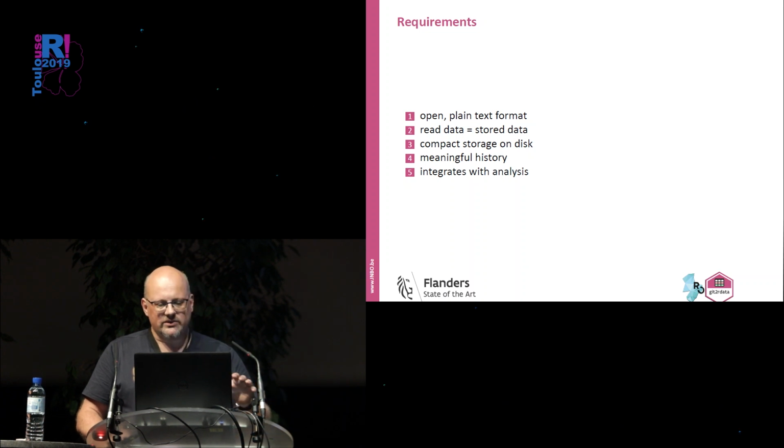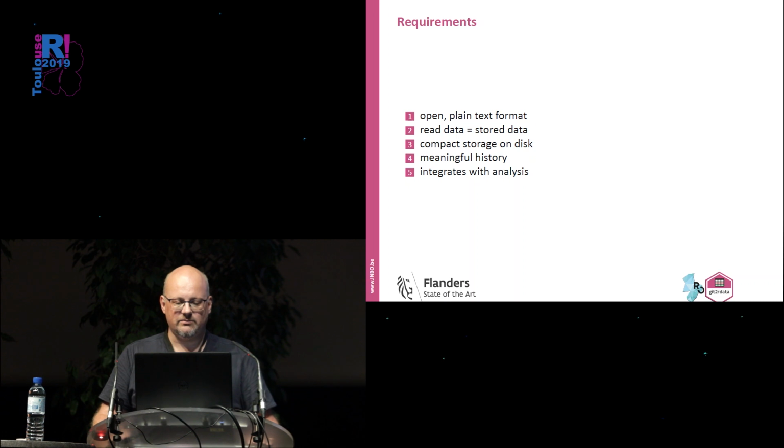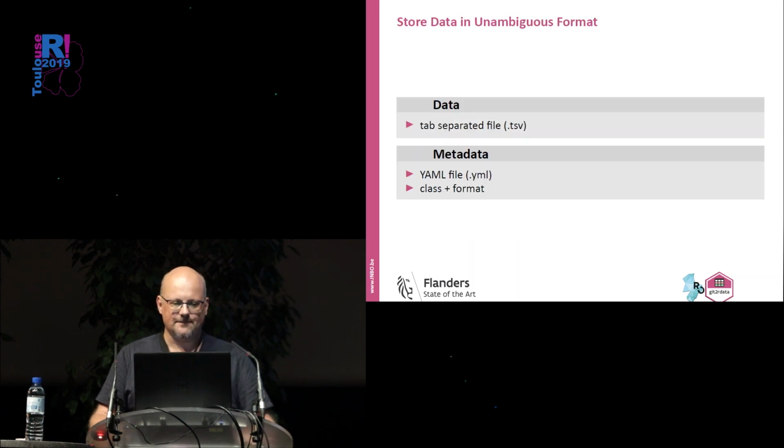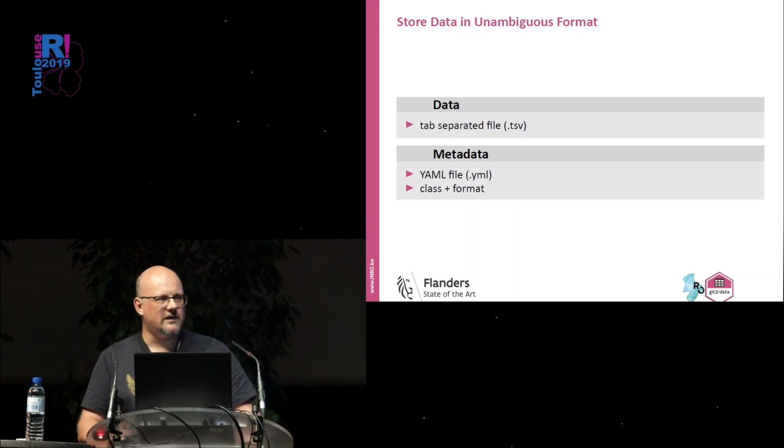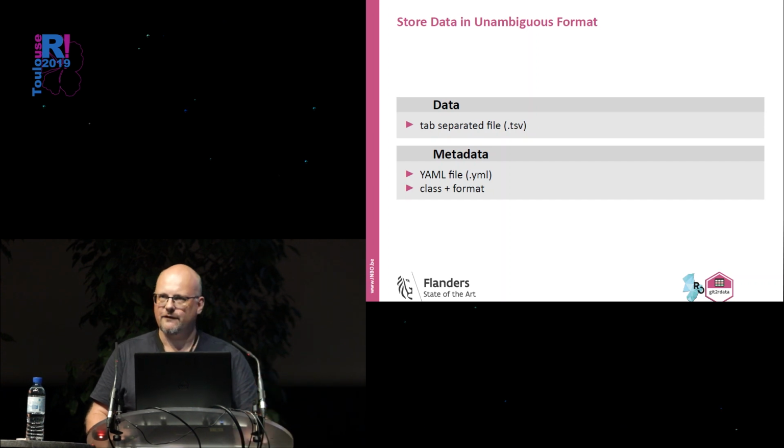Although we are talking about plain text formats, we should try to make them as compact as possible. And history should have a meaningful interpretation. And of course, we'd like to integrate it with the analysis. So what data format did we choose? First, we choose to split the information over two separate files. One tab-separated file containing the data itself, and another in a YAML format containing the metadata on the file.